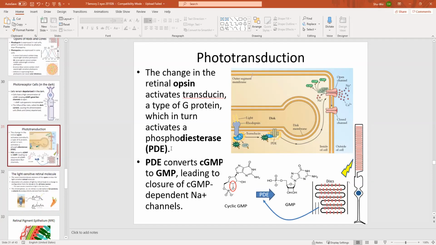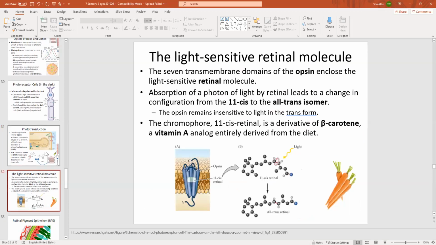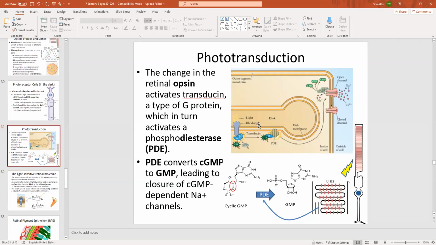This opsin is right here. If you see this one, light shines on it. This is rhodopsin. This is in the disk, inducing a transducin. This is a G protein coupled receptor, which converts to the alpha, beta, gamma subunits. This is a G protein. It activates PDE. Then this phosphodiesterase converts the cGMP to GMP, and then it causes this channel to close. So that's that.